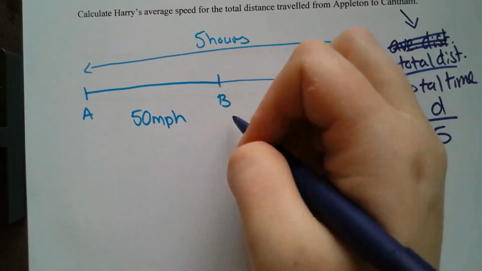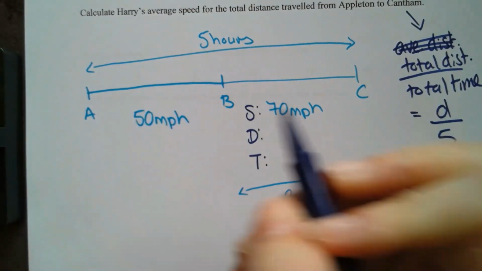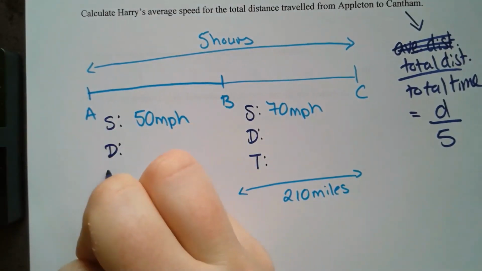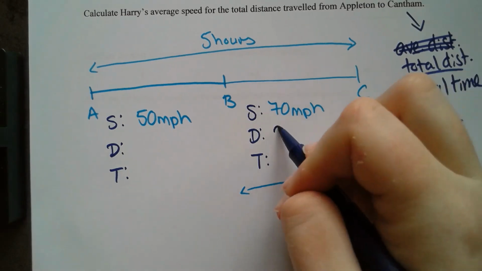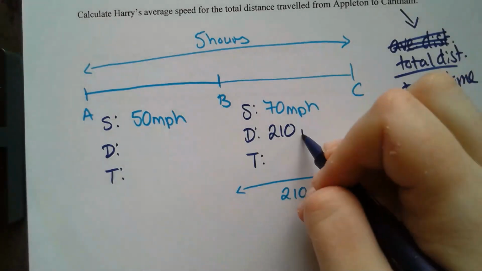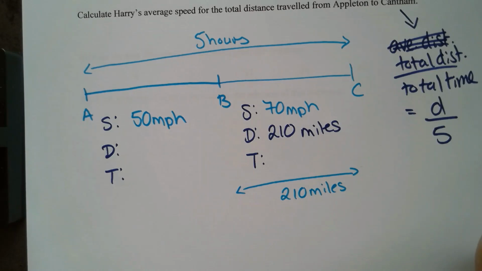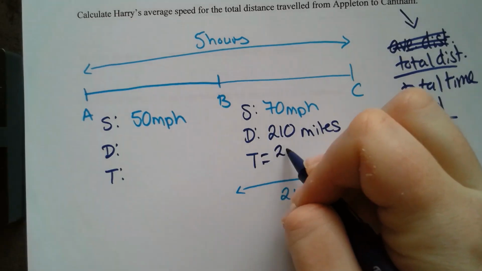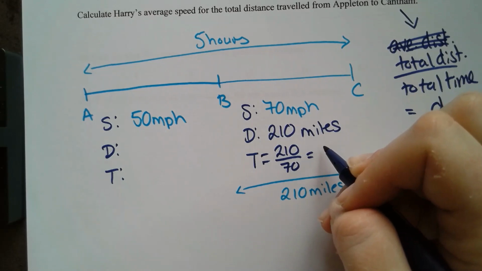What I'm going to do is look for a speed, a distance and a time in every single little section here, and then that should help me to figure out what's going on across the whole picture, because I can add those things together. We know from the question that this distance was 210 miles. So the time is going to be given by distance divided by speed. So I'm going to do 210 divided by 70 to get us 3 hours.